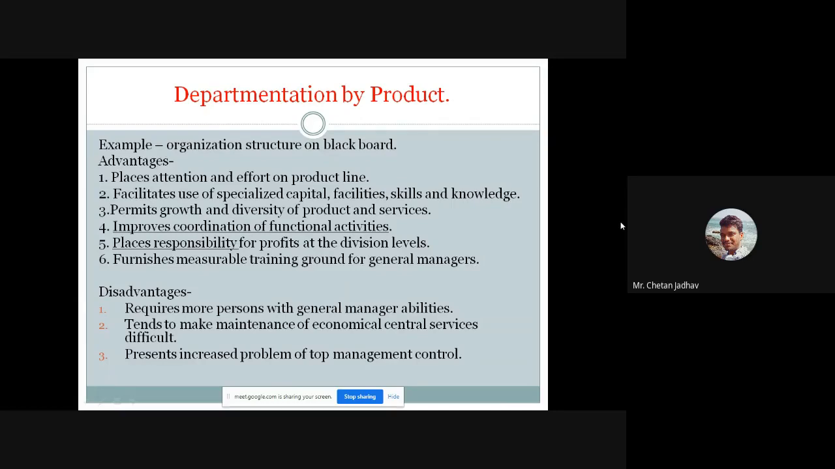This will be a disadvantage. This will lead to more cost for the organization, and maintenance of economical central services is difficult.